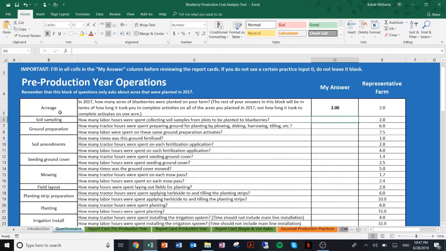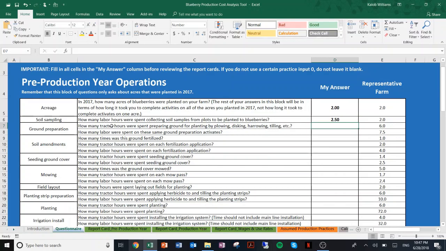How many labor hours were spent collecting soil samples from plots planted to blueberries? Now, I'm not answering the question of how many hours did it take me per acre. I'm answering the question of how many hours did it take me for all of these 2 acres that I have right here. Maybe I'm having a hard time, I don't remember exactly how long that was. I can look over here in my representative farm column and see that on the representative farm, it takes about 2 hours to take the soil samples from these 2 acres. Let's say that I think that I took a little bit longer than that, so I'm going to say 2.5. And then I go on to the next question.